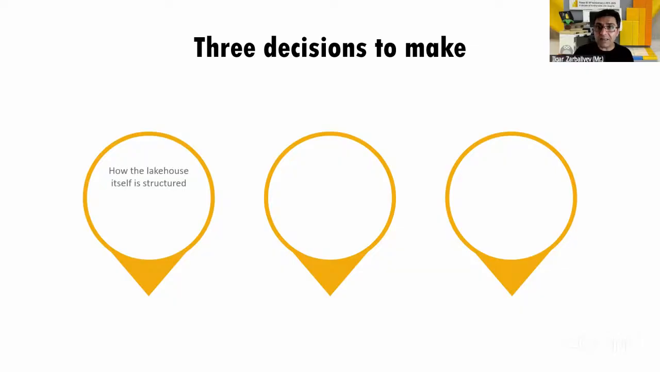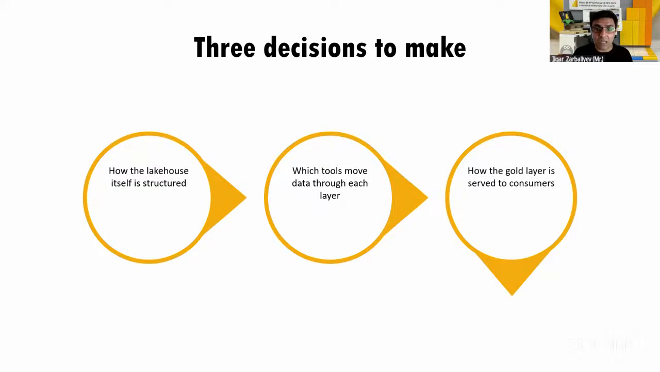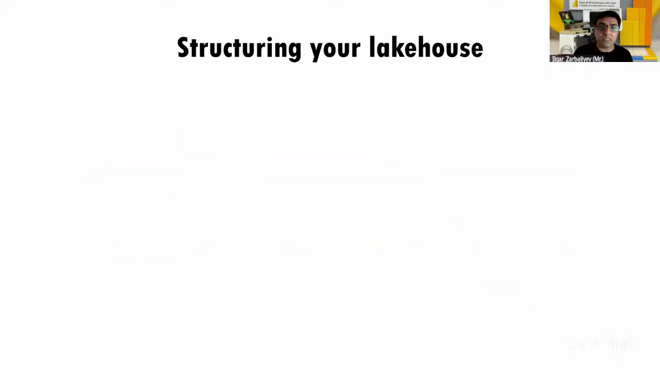First, how the lakehouse itself is structured: one lakehouse, several lakehouses, or several workspaces. Second, which tools move and transform data through each layer. Fabric gives you more than one option and they are not interchangeable. Third, how the gold layer is served to the people who consume it. Get this right, and the implementation is mostly mechanical.